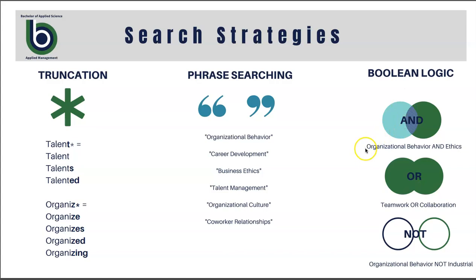operator. Now, what you'll do, you'll use AND to find out how two different subjects overlap. In their search results, you want to be the overlap. So you would say something like organizational behavior, and absolutely you can put it in quotes, AND ethics. And you could do AND business ethics as well.